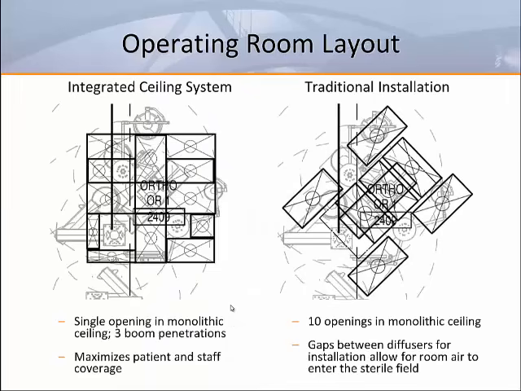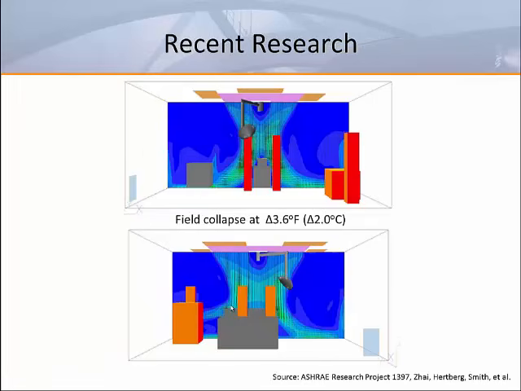Another benefit of integrated ceiling systems is that it limits the total number of penetrations in the monolithic ceiling. Since the grid system for the central diffuser array must be gasketed, it also limits the need for the diffusers to be sealed to the hard lid when surface mounted in a conventional manner.